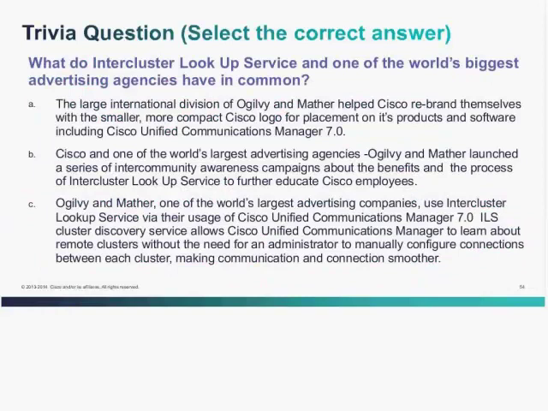Okay, so it's time for the trivia question. You might have seen it on the banner ad of this webcast. The question is, what do Intercluster Lookup Service and one of the world's biggest advertising agencies have in common? There are 3 options. Take your time. The question is open in the poll window.